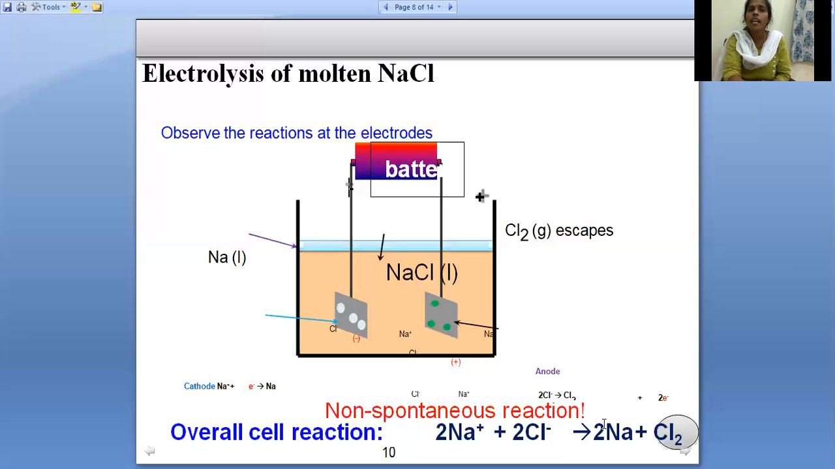So what is happening in the electrolytic cell? By supplying electricity, or by consuming electricity, these chemical reactions take place at the electrodes. That is the electrolysis of NaCl.